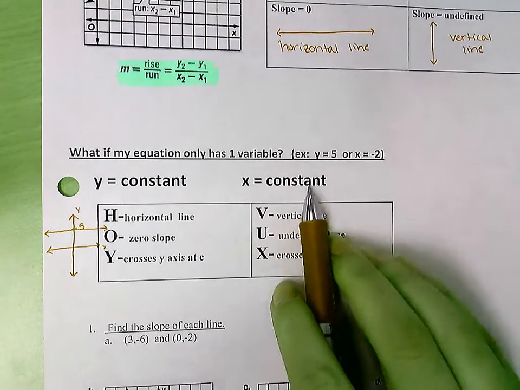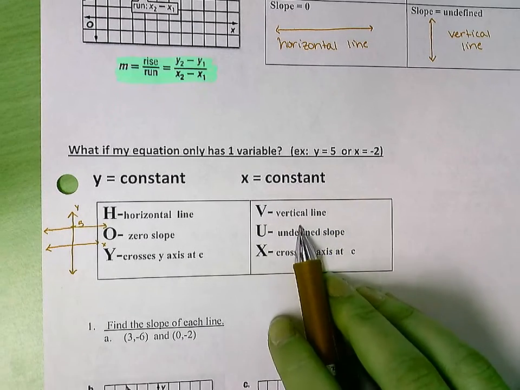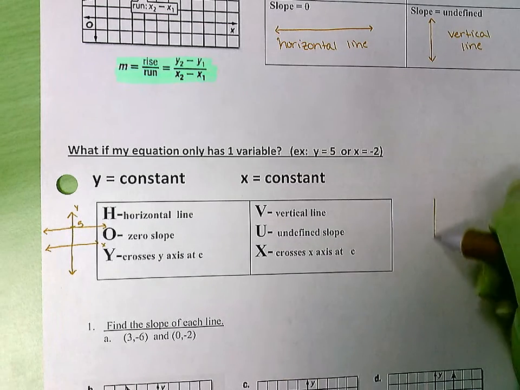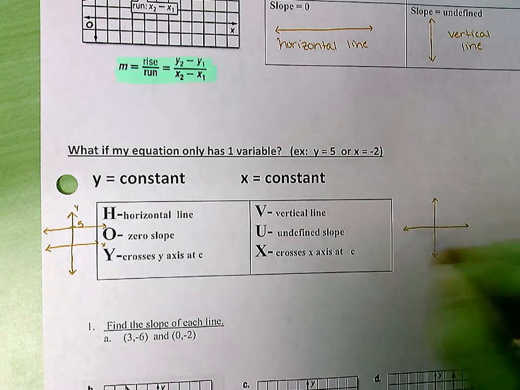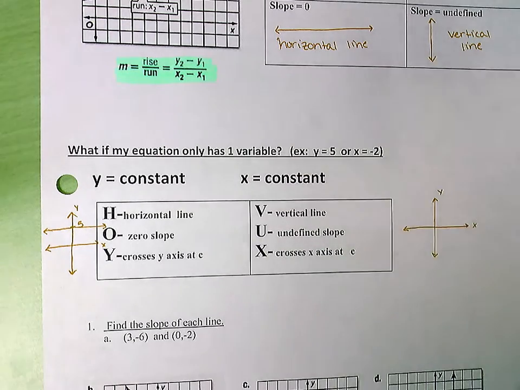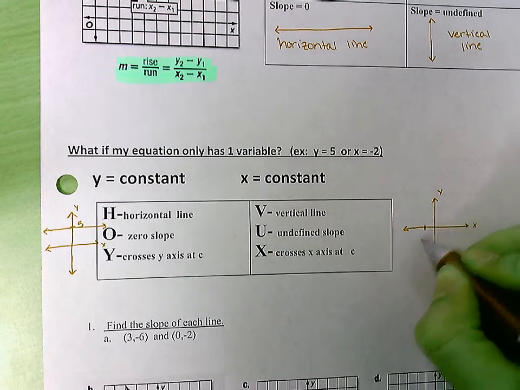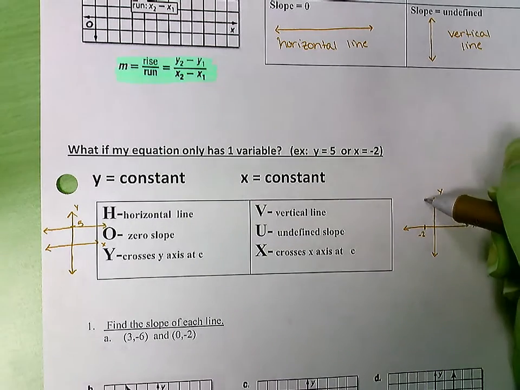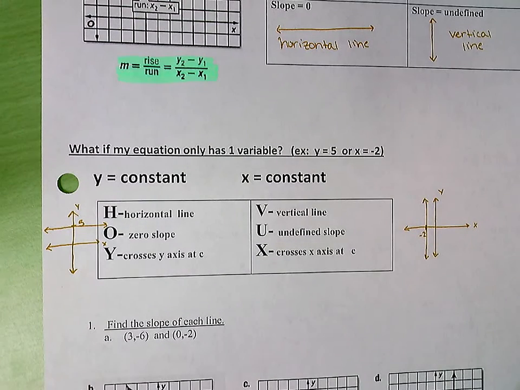Now if you have x equals a constant, such as negative 2, this is a vertical line and you have an undefined slope. If I were to draw that one, this is x, that's y. You would want to go where x is equal to negative 2. So you'd want all of your x values to be negative 2, and it'd be that vertical line.